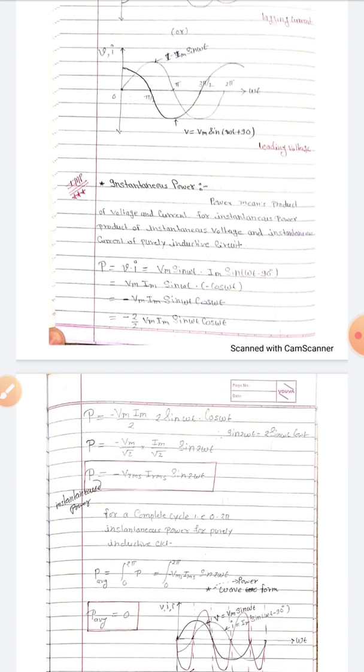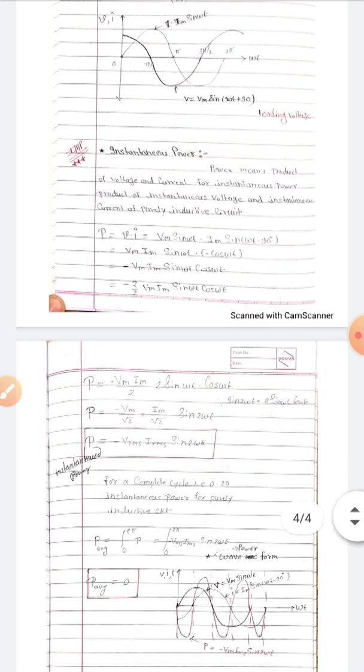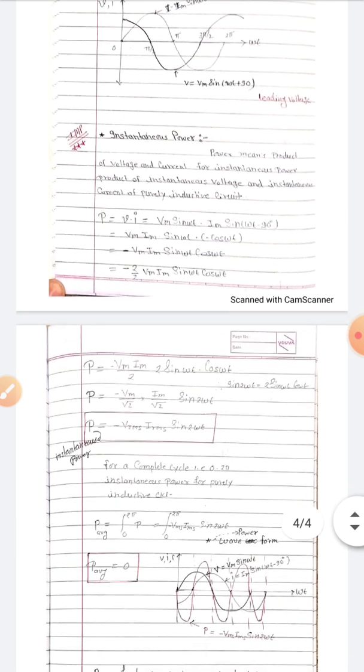Now we want to find the average power of a purely inductive circuit. So we integrate this instantaneous power from 0 to 2π. Whenever we integrate the sinusoidal term from 0 to 2π, we get 0. It means a purely inductive circuit consumes 0 power. So P average is equal to 0. This is the most important question according to Pune University.